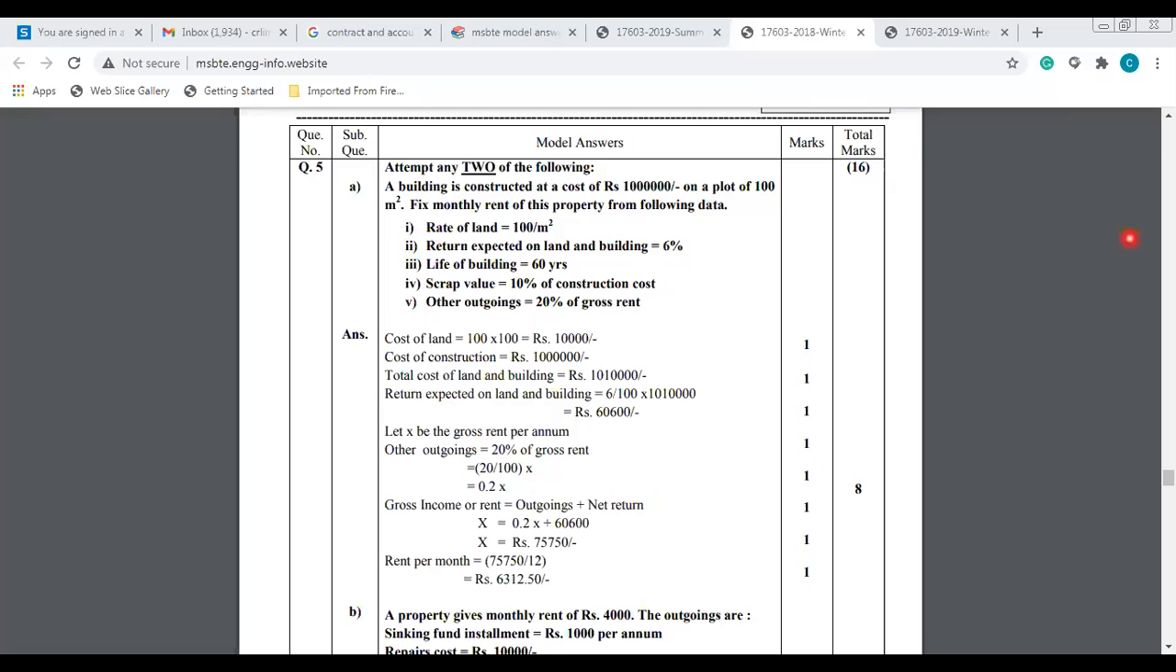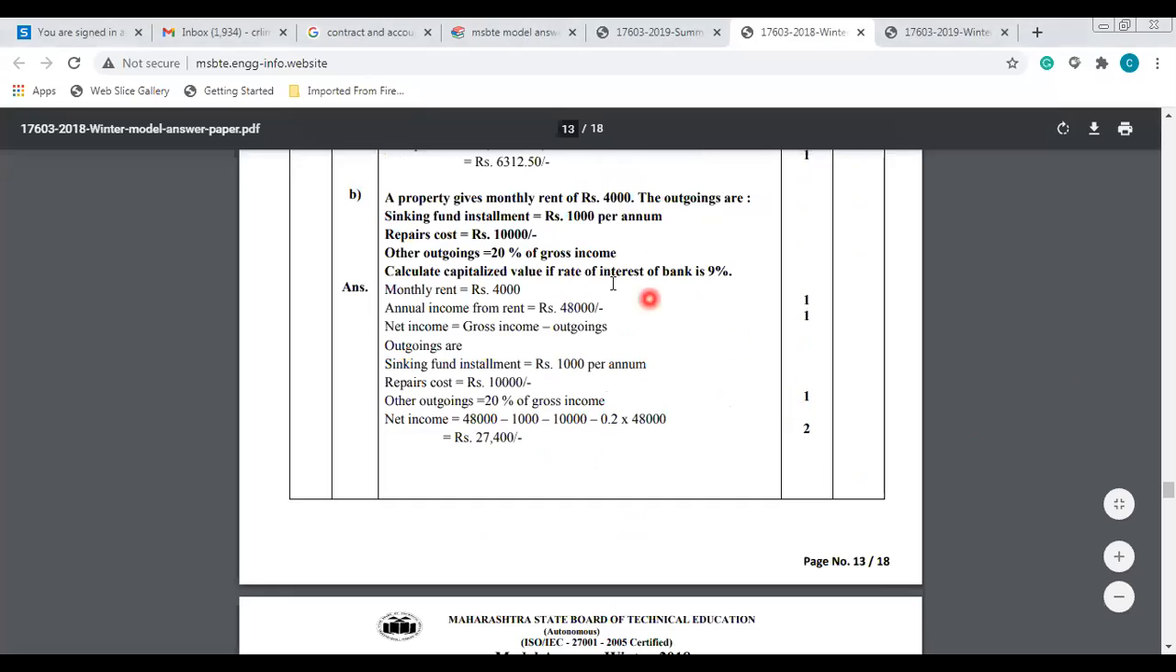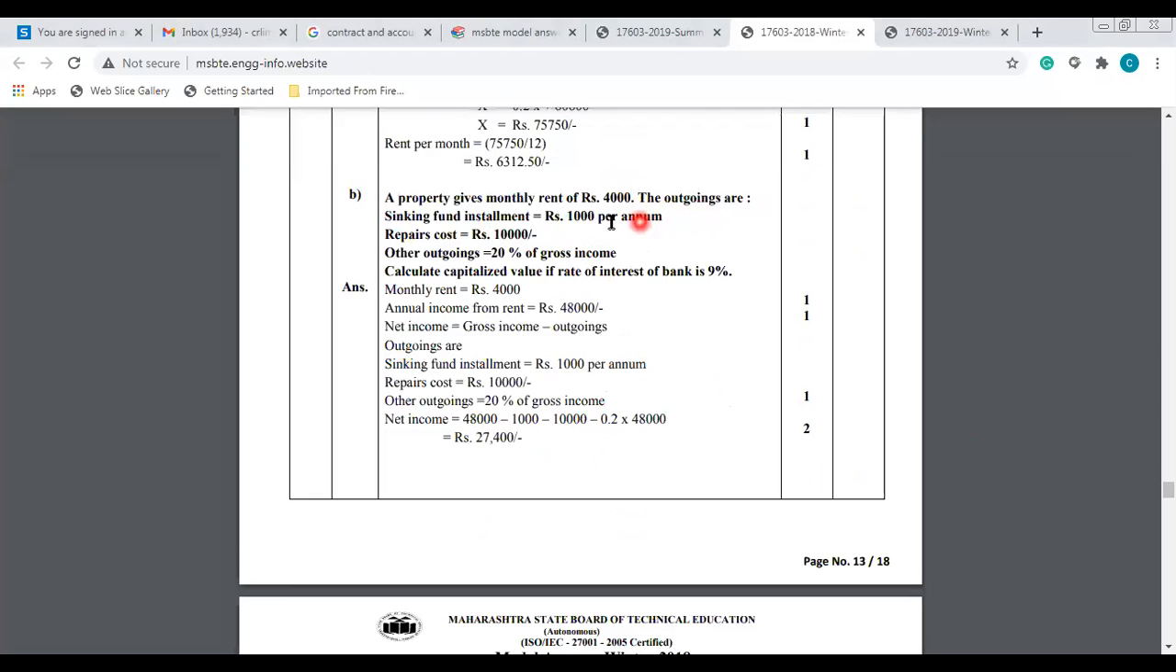Okay, let's move towards the next problem. I think you have noted it. Next problem: a property gives a monthly rent of rupees 4,000. The outgoings are sinking fund installment rupees 1,000 per annum, repair cost rupees 10,000, other outgoings 20% of the gross income. We have to calculate the capitalized value if the rate of interest of the bank is 9%.